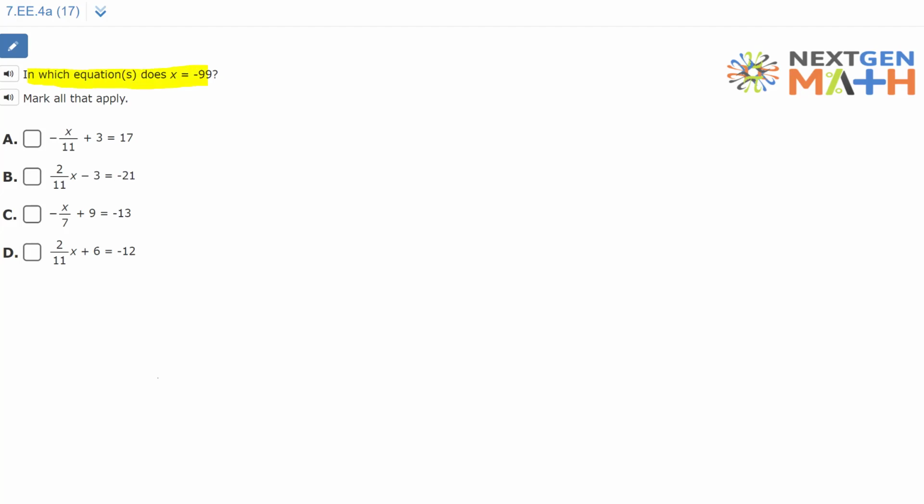In which equations does x equal negative 99? Mark all that apply. For the first equation, we have negative x over 11 plus 3 equals 17. To isolate x, we're going to subtract 3 from each side.